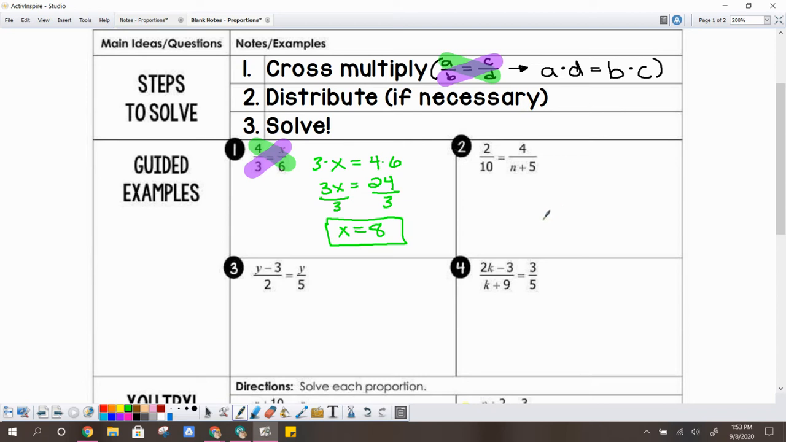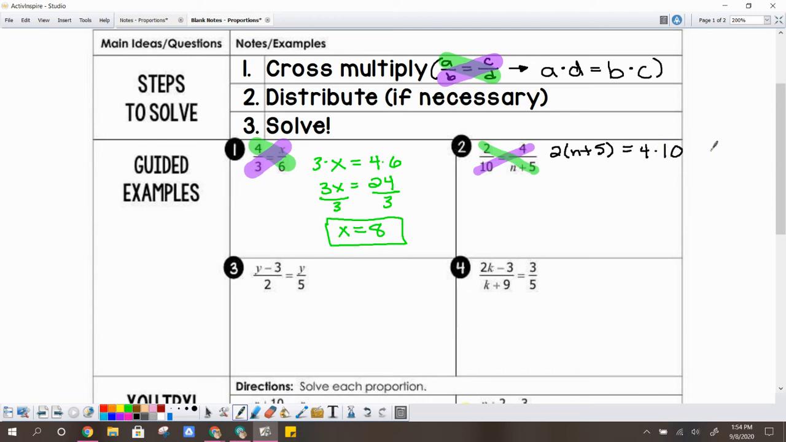Now, there are proportion problems that have expressions in them, like 2, 3, and 4. So this one's going to involve that second step as well. So first step is to cross multiply. So I'm going to go ahead and cross multiply. I'm going to just show what I'm multiplying here. And then we can go ahead and do my 2 times n plus 5 equals 4 times 10. It does not matter which one you write first.